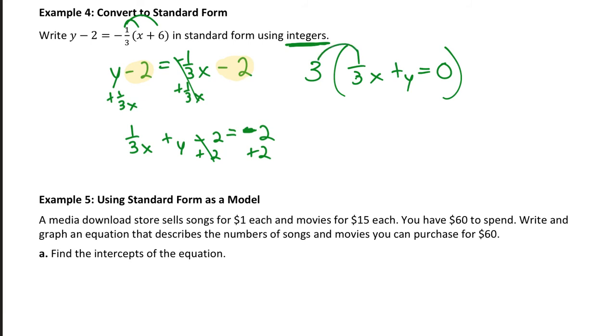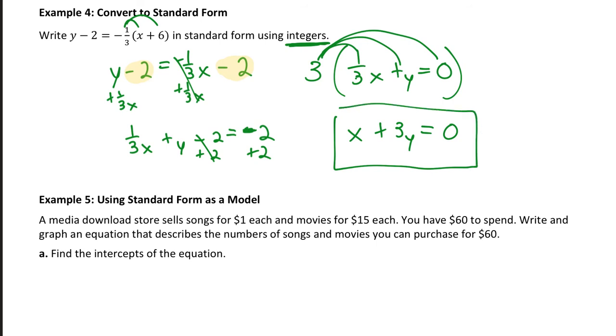So if I distribute this throughout the whole equation, because if I want to keep the equation the same, I would multiply both sides by the same thing. Kind of like how we add the same thing to both sides of an equation to keep it the same equation. So if I multiply everything by 3, this becomes x plus 3y equals 0, because 3 times 0 is just 0. So that's what I would accept as writing it in standard form using integers.